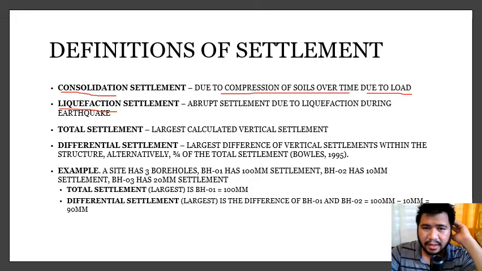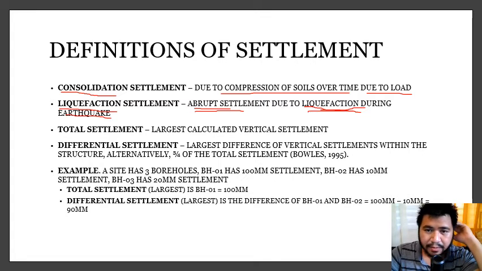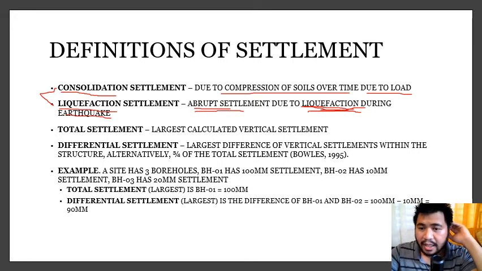Now, this is more of an abrupt phenomenon that is caused by an earthquake. So you have liquefaction during an earthquake, and with liquefaction you're basically squeezing out water from the subsurface, and as a result, the soil will just settle vertically. So these are two different animals, and they have to be calculated separately.